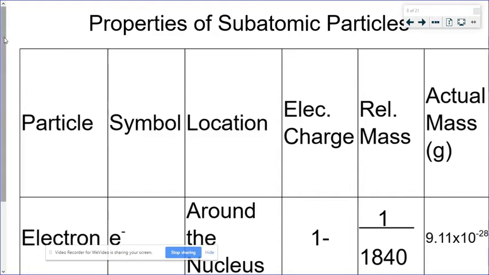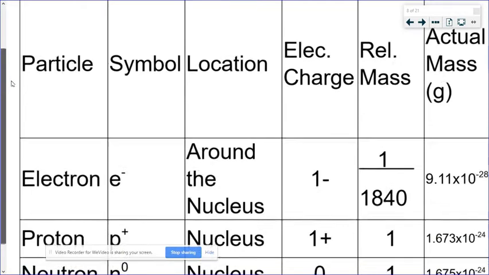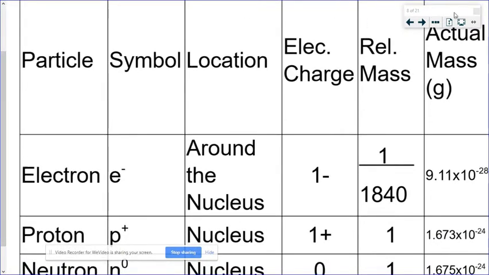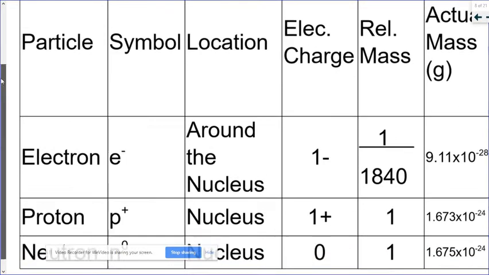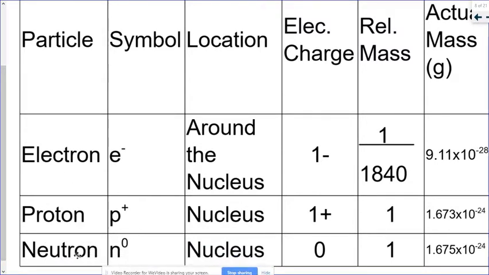All right, here are 3 different subatomic particles. There are particles that are a little bit smaller than these. They're charms and neutrinos and stuff like that. If you get into physics, they'll play with those. In here, we just deal with these 3 particles. We deal with the electron, the proton, and the neutron.